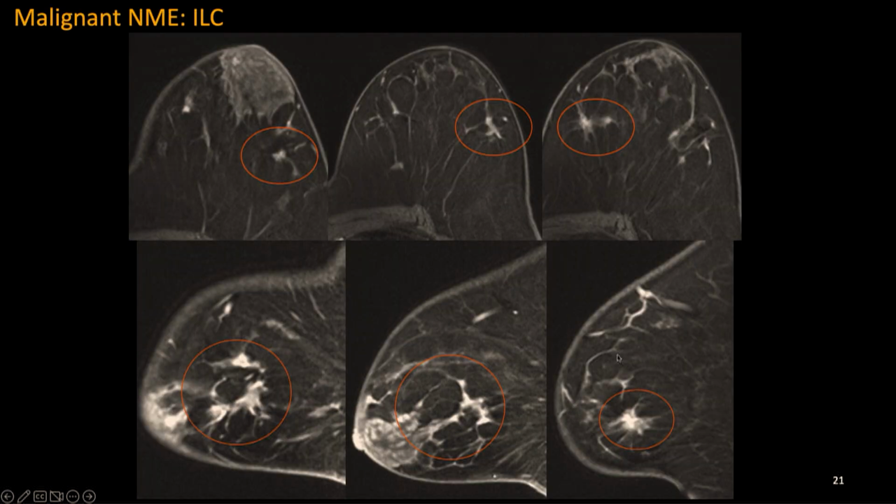But the more you look, the more you can see. You can see that she has more regional spiculated masses with intervening NME, and this was all invasive lobular carcinoma, and the patient underwent a mastectomy.